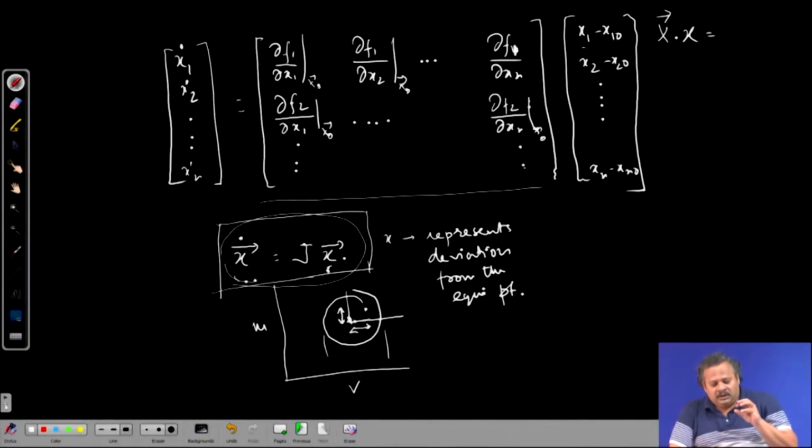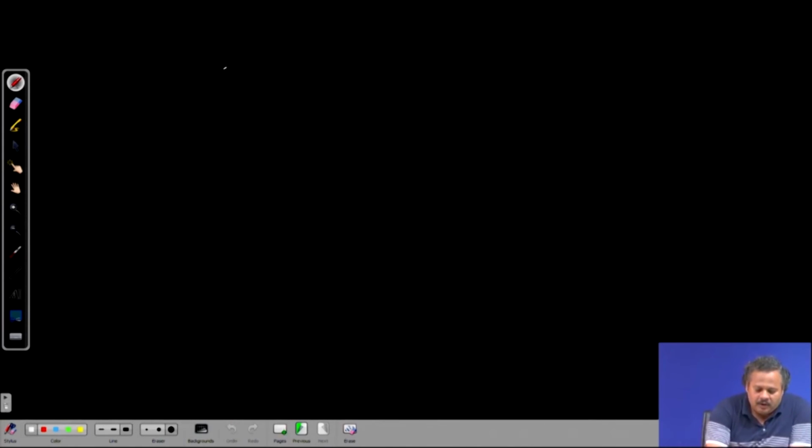So, near the equilibrium point, this system of equations x dot equals Jx is going to predict the behavior of the system. For an equation of this form, x dot equals Jx, there is one solution to this equation, and the initial conditions can come about later.